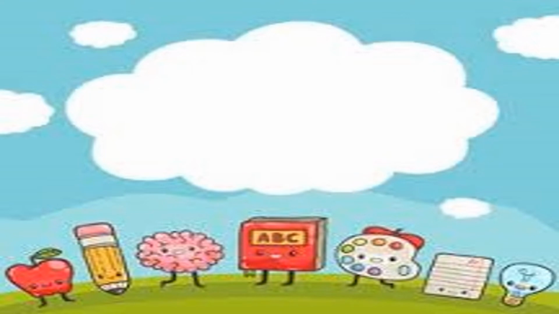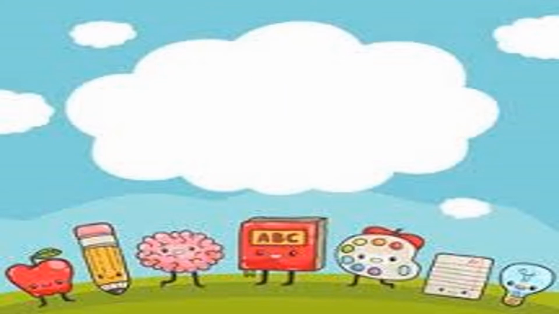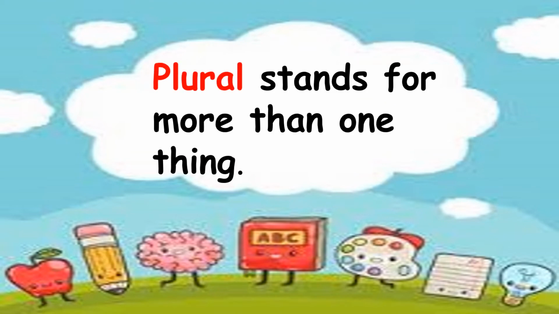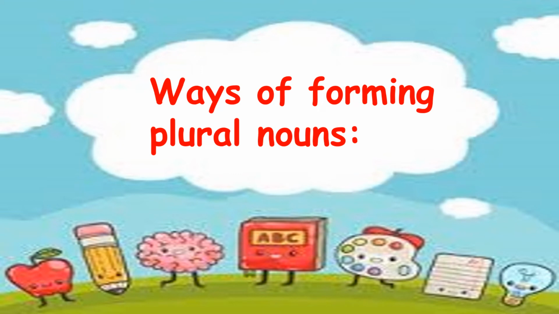Nouns are names of people, animals, places, and things. When a noun stands for one thing, it is singular. But if it stands for more than one thing, it is plural. There are at least 8 ways in forming the plural nouns.